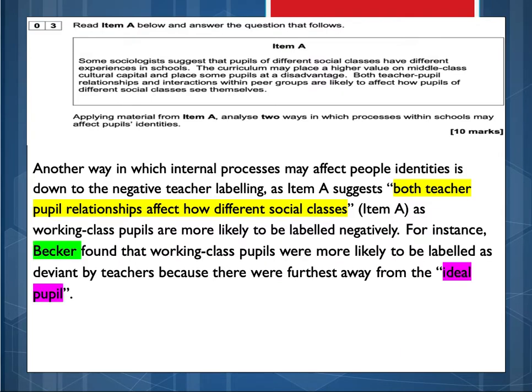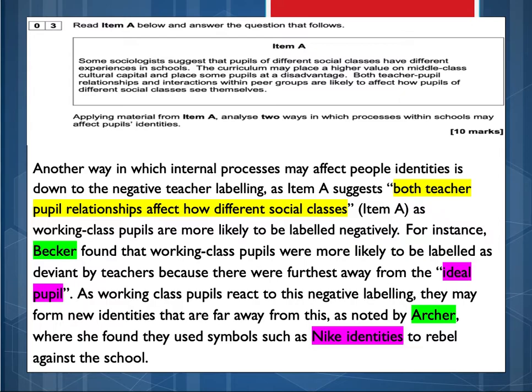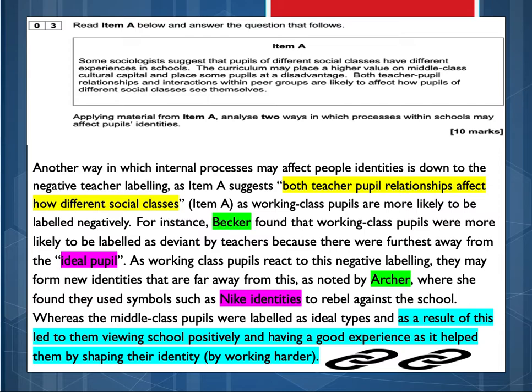We have a study from Becker and a relevant concept. Both are highlighted here in this next sentence. Again, we have findings from a study, a relevant concept, and a clear attempt to answer the question. There is an expansion of this point, and again, clear links to the question title.